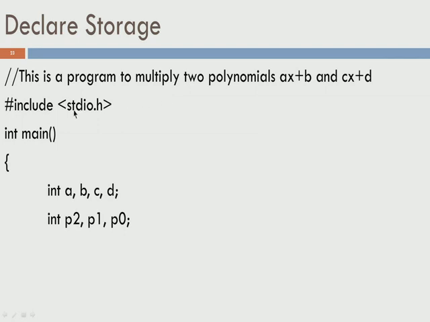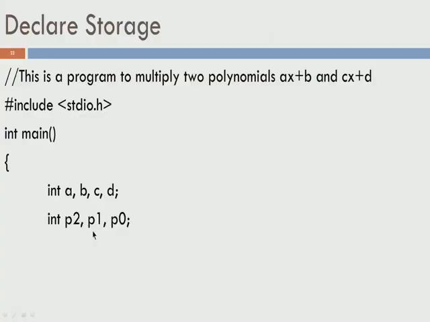Then as before, we have this line #include <stdio.h>. This is necessary for doing all the IO operations. If you want to read from the keyboard or if you want to print on the screen, you will need this. And then we have the declarations for A, B, C, D, P2, P1 and P0.